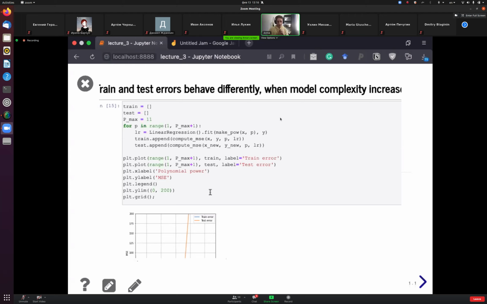So as we increase the complexity of the model, on the x-axis here is basically the amount of polynomial features, and on the y-axis we have the mean squared error. The train error is the blue line. You can see the graph. We see like a half of it.